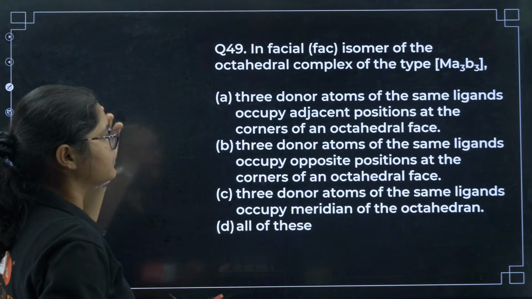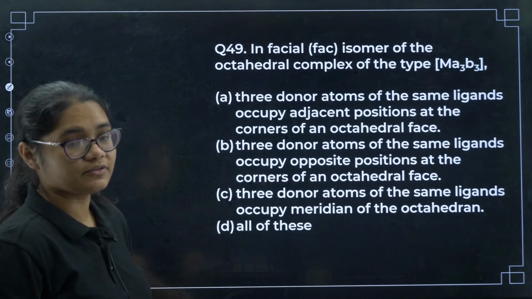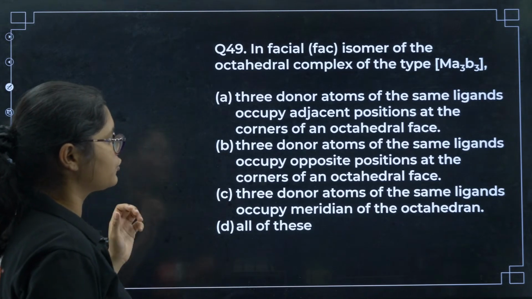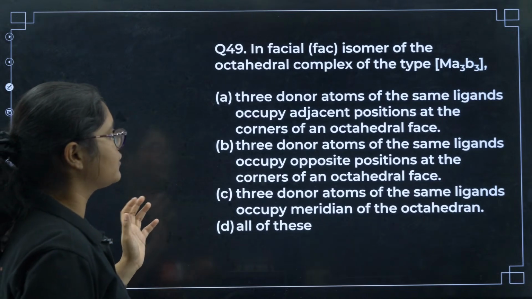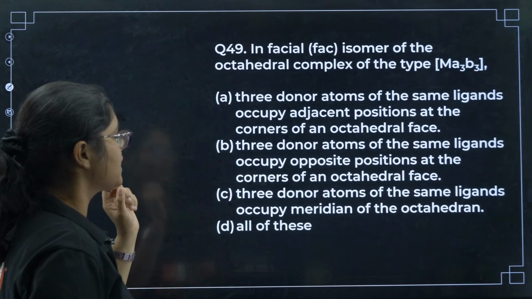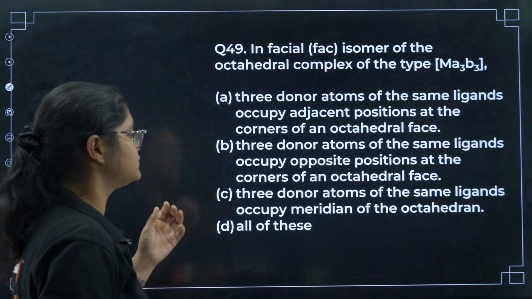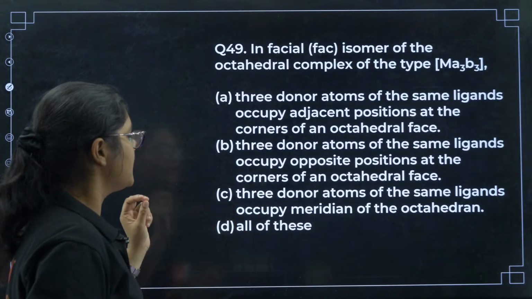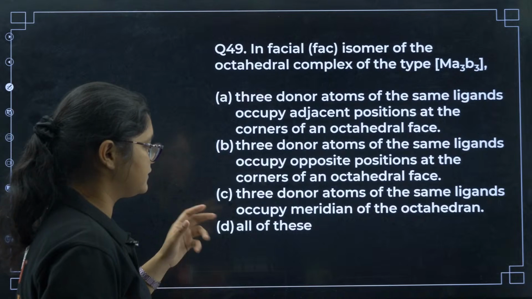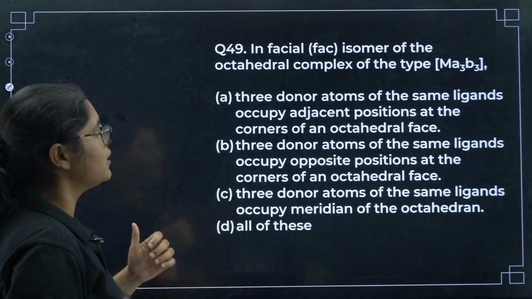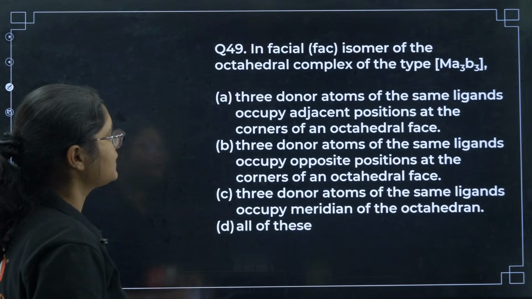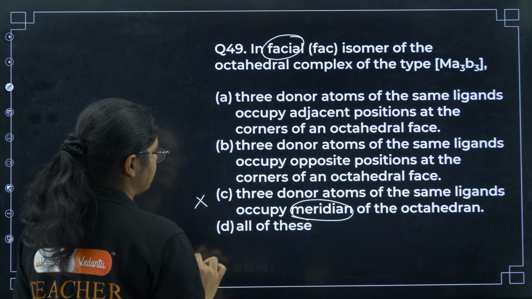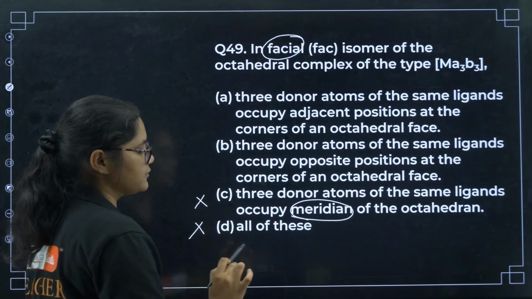In facial isomer of the octahedral complex of the type MA3B3, three donor atoms of the same ligands occupy adjacent positions at corners of an octahedral face. Three donor atoms of the same ligands occupy opposite positions at the corners of the octahedral face. The three donor atoms of the same ligands occupy meridian of the octahedron. So definitely facial is there, means it cannot occupy meridian, so we can eliminate this one. All of this is not possible, so we can eliminate this one.